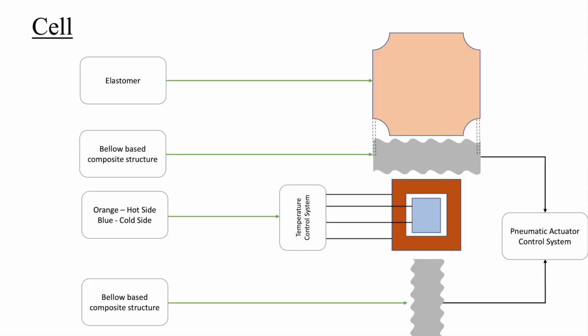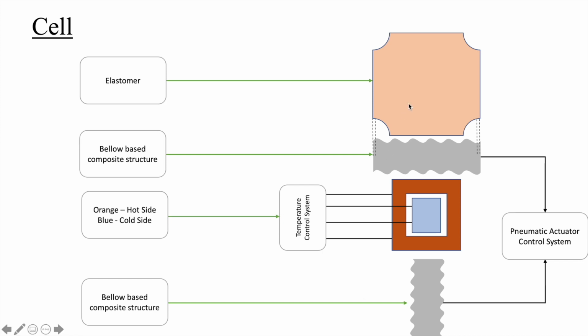Okay, now that we are equipped, let us try to understand how sense would work. Sense is a complete device made up of cells, and these cells consist of the following technology. The first top layer is the elastomer. The next is a bellow-based composite structure. Next come two Peltier cells, and then again a bellow-based composite structure, arranged as a stack.